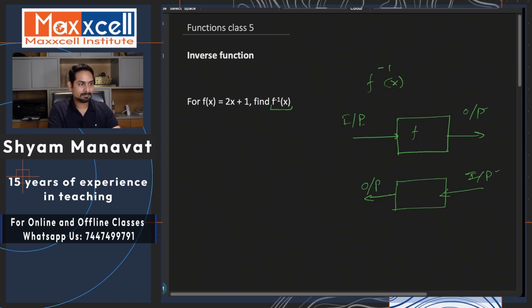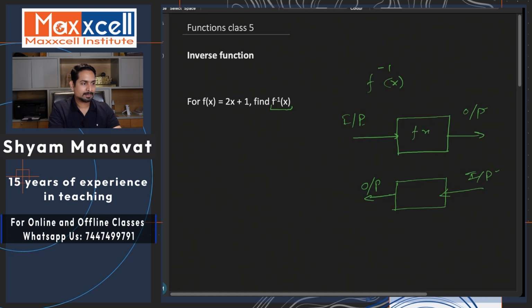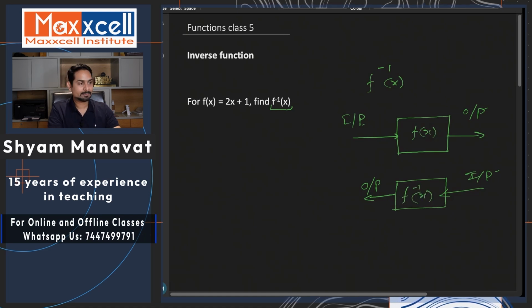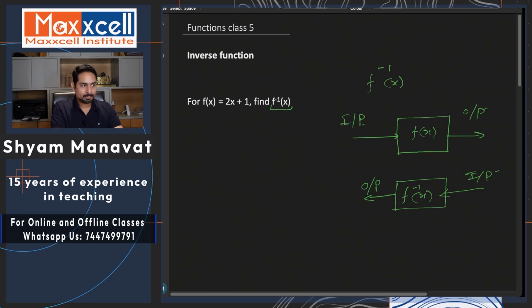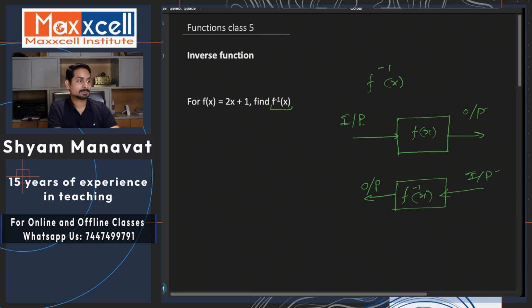So if this is f of x, and here it will be f inverse, this will be the inverse function. That's how it operates. And if you don't understand what I am talking about, input and output, please go through the first lecture of functions. Let's see how we find the inverse function.